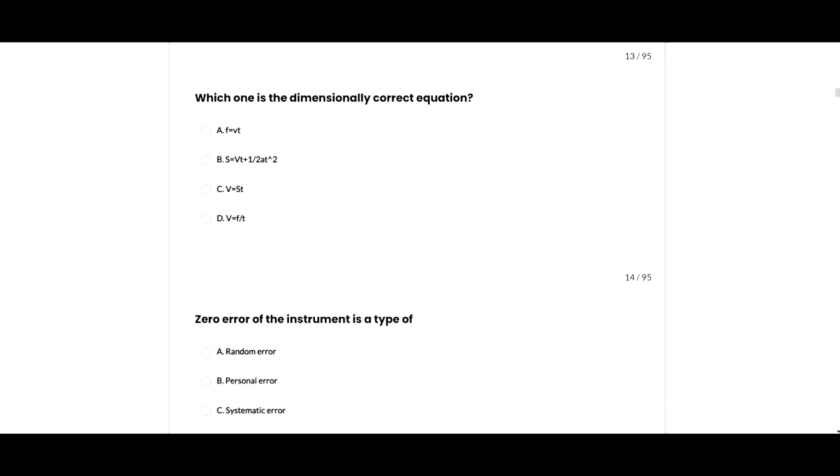The next MCQ. Which one is the dimensionally correct equation? S is equal to Vt plus 1 over 2 at square is the correct equation. So B option is correct.